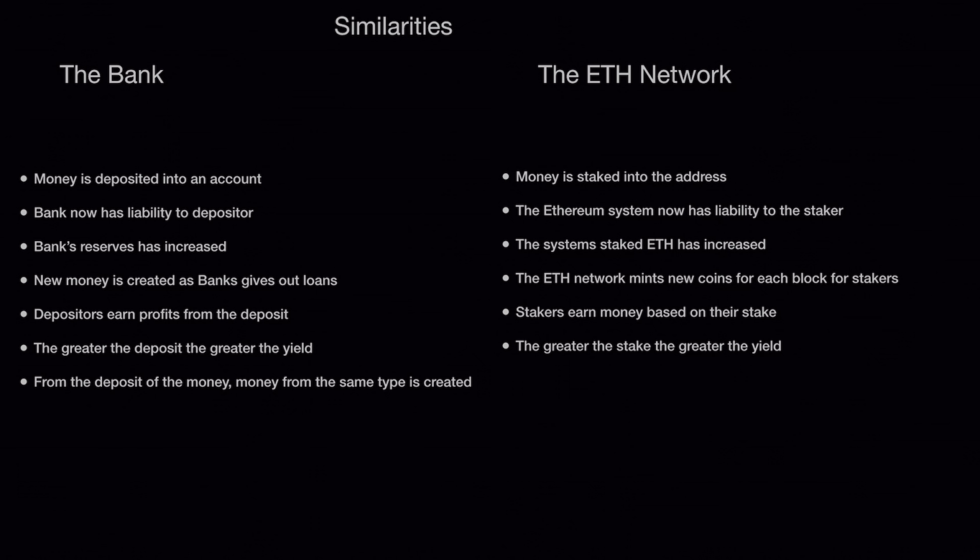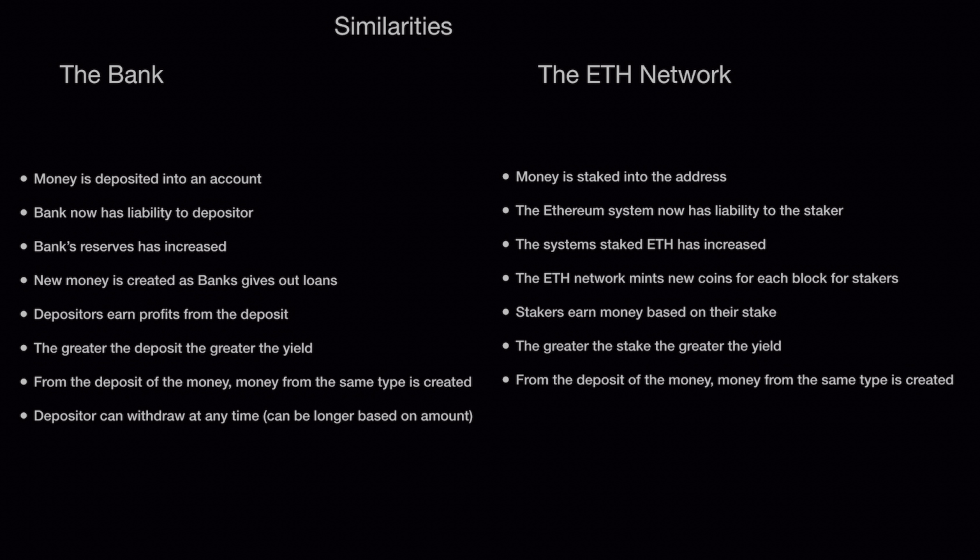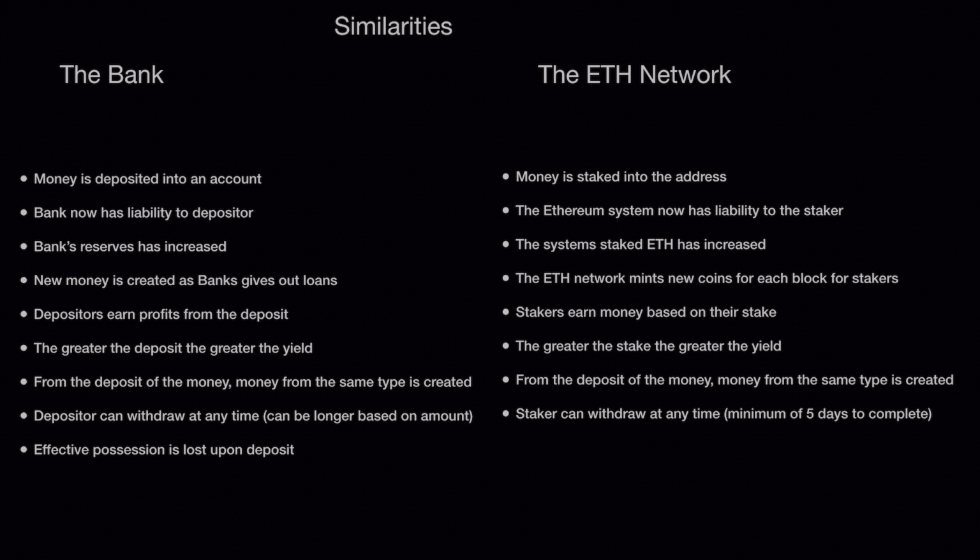From your deposit, money is made, and from the stake, more money is made. Depositors withdraw at any time, and likewise, you can withdraw your stake from the Ethereum network at any time with a 5-day delay, by the way, which proves that it's not in your possession anymore, because it takes 5 days to get it back. Effective possession is lost when you deposit because they owe you money. Likewise, effective possession of your ETH is lost because you can't just take it back whenever you want. You have to wait days.